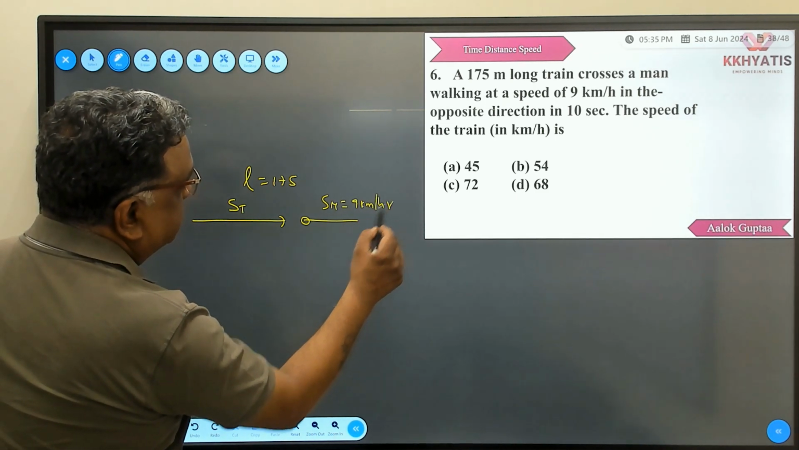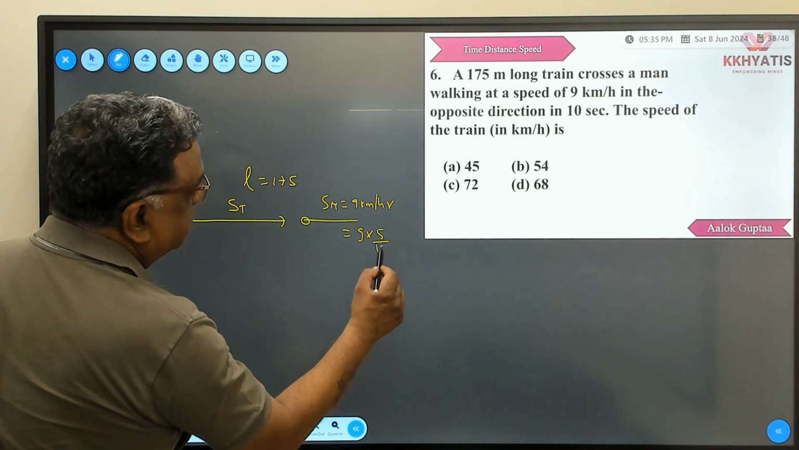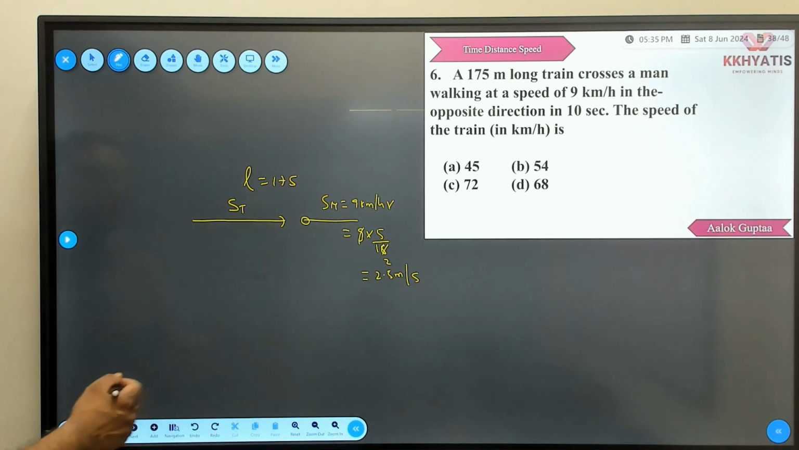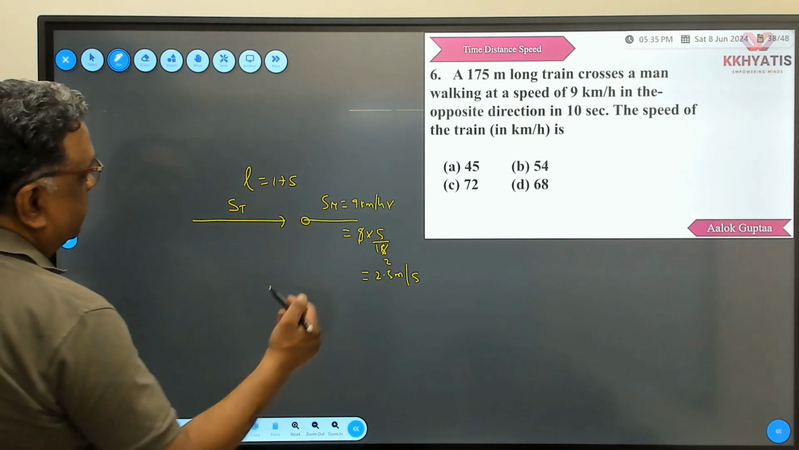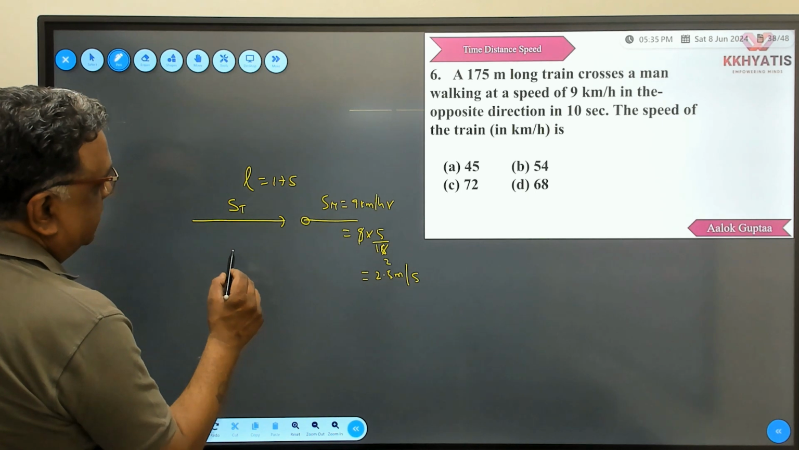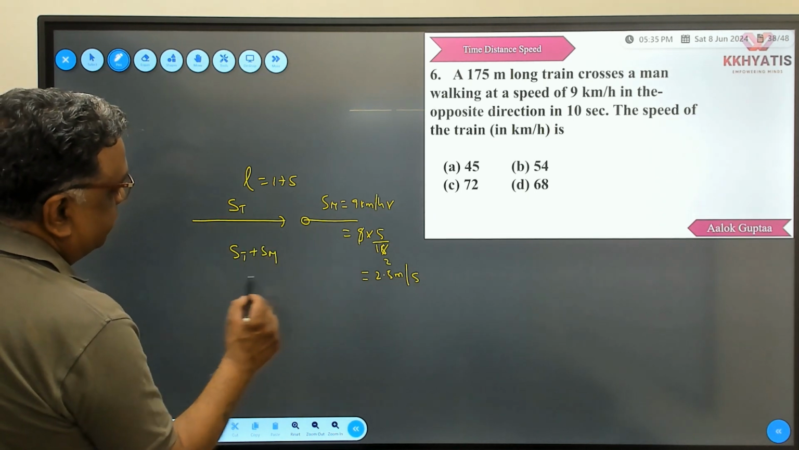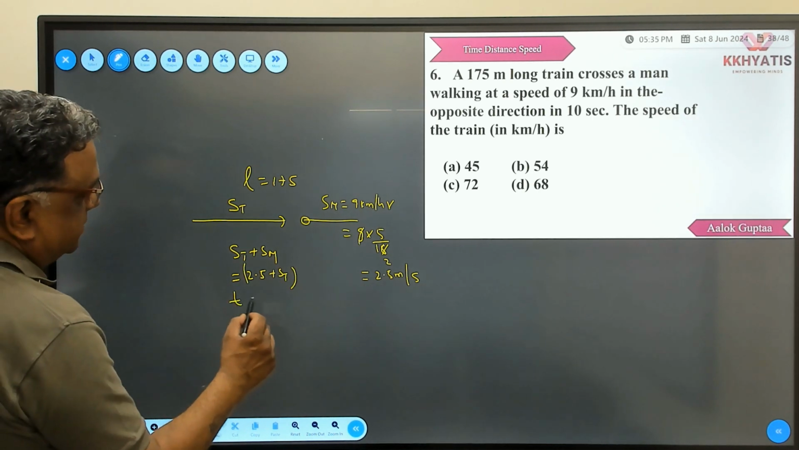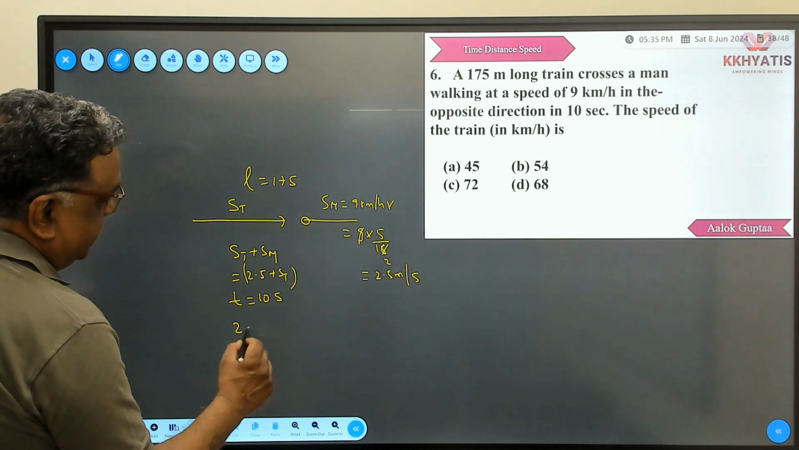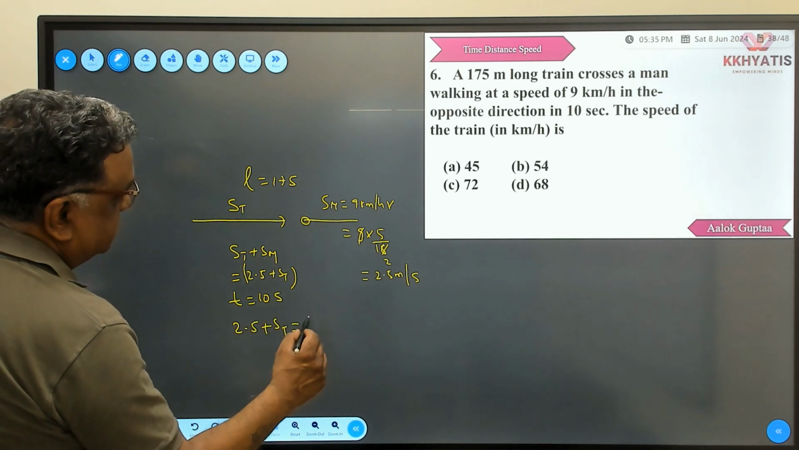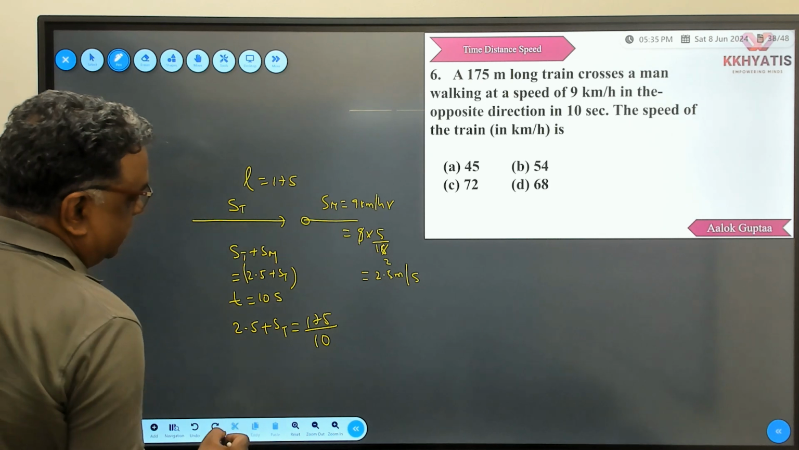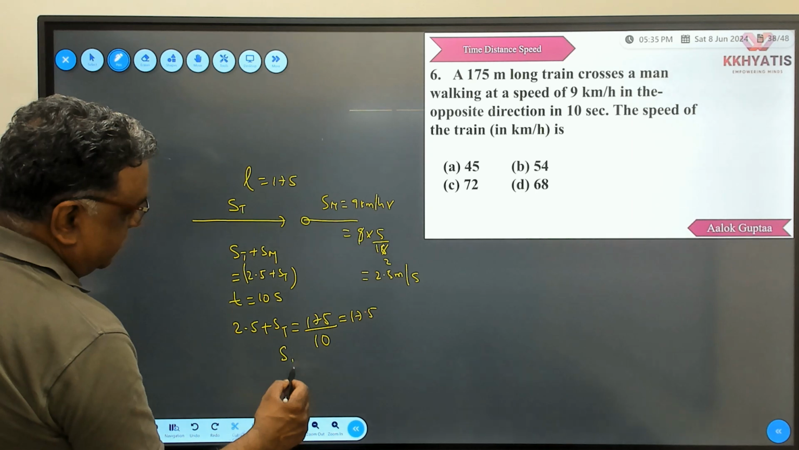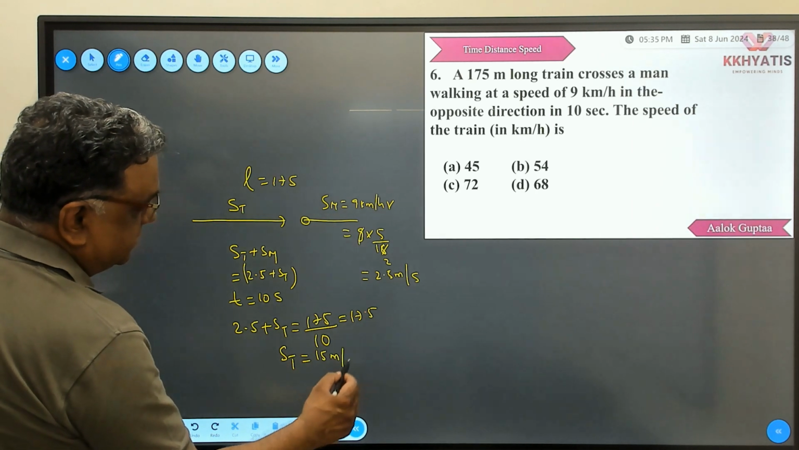Since the length is in meters, I will convert this into meters per second. So it is 2.5 meters per second. Now, since they are traveling in the opposite direction, the effective speed is going to be ST plus SM, that is 2.5 plus ST, and time taken is 10 seconds. So the speed is distance upon time. So this will be 17.5. If I take 2.5 on that side, it should be 15 meters per second.